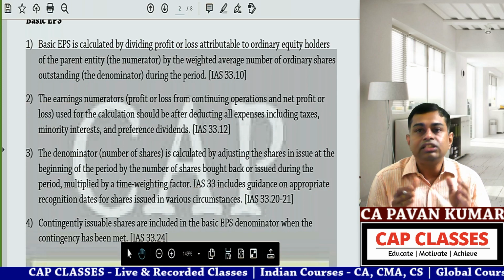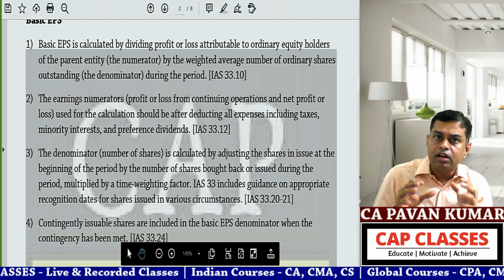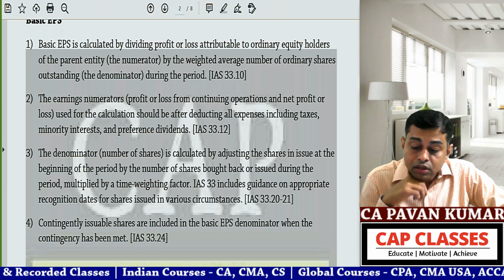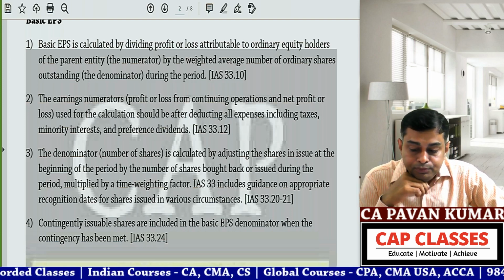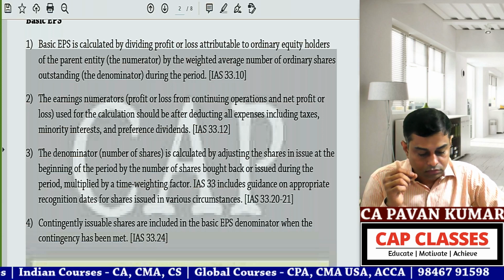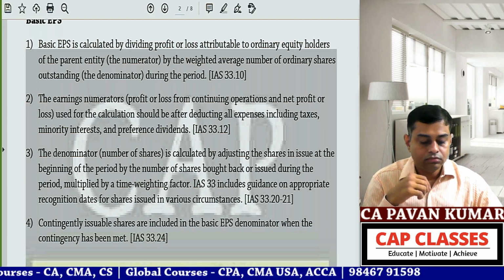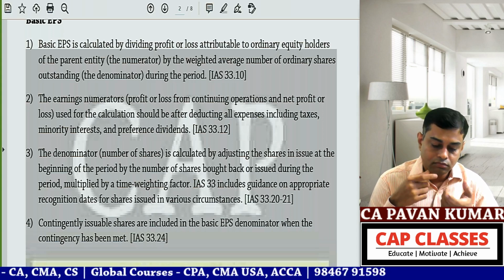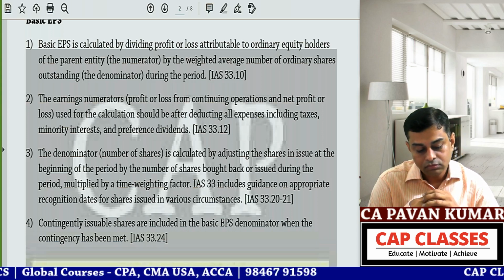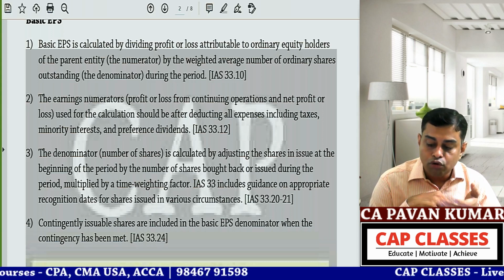What are they? First one is what is basic EPS. Second one is how to calculate numerator. Third one is how to calculate denominator. Fourth one is contingently issuable shares, that we'll see later. Not an issue. Okay. So Srijita, can you read this 1, 2, 3? Yes, sir. Point 1. Basic EPS is calculated by dividing profit or loss attributable to ordinary equity holders of parent entity, the numerator, by the weighted average number of ordinary shares outstanding, the denominator, during the period. So you understand, this is what we have been learning throughout.